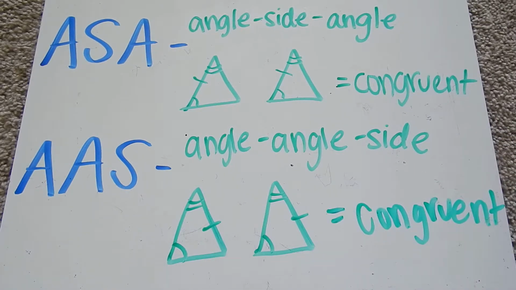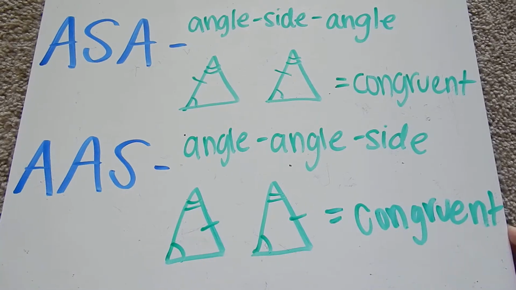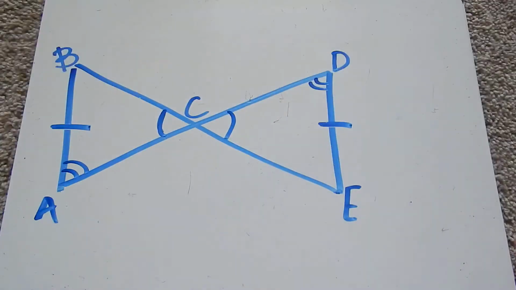So if you have any two angles and a side, your triangles will be congruent. However, if the side is in between the two angles, it's ASA. If the side is not in between the two angles, it's AAS. So in our examples, we are going to determine if we can tell that the two triangles are congruent. If they are, we will state how we know. So it's either going to be ASA or AAS.